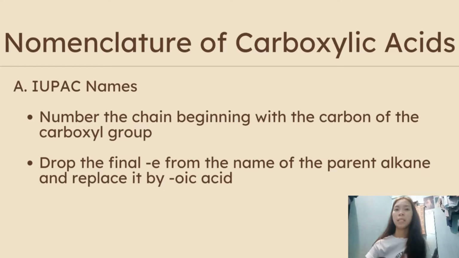Nomenclature of carboxylic acids. According to IUPAC, there are some steps to follow in naming the carboxylic acids. We will derive the IUPAC name of carboxylic acids from the name of the longest carbon chain that contains the carboxyl group. The first step is to number the chain beginning with the carbon of the carboxyl group. The second step is to drop the final E suffix from the name of the parent alkane and replace it by the -oic acid.